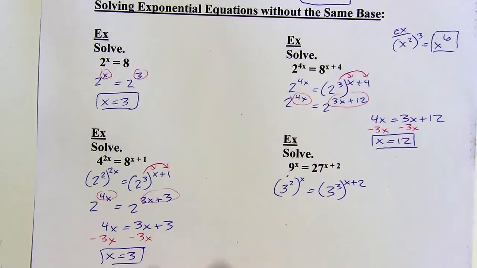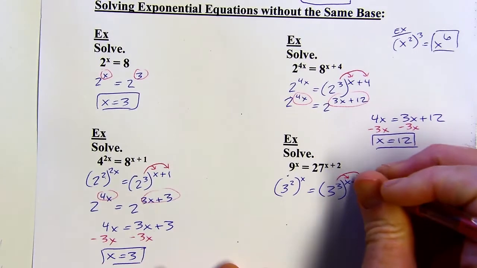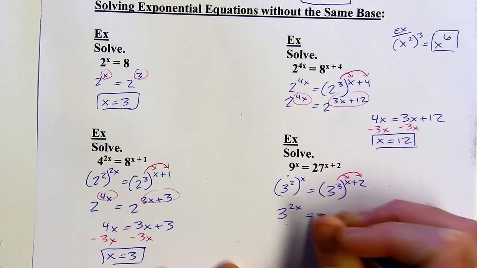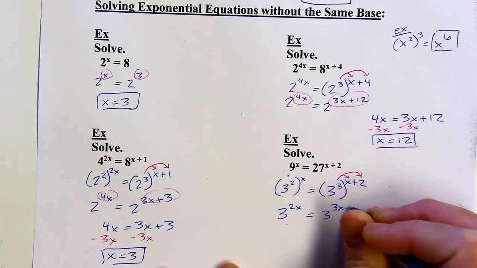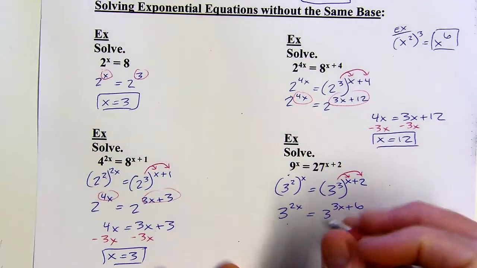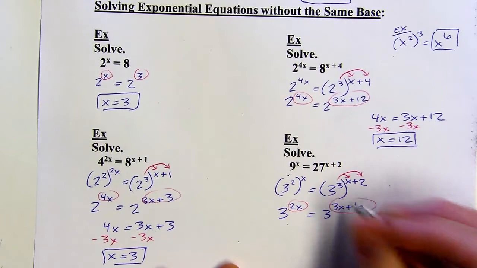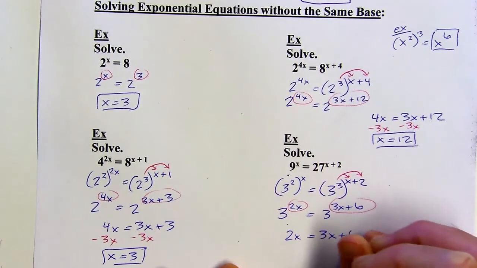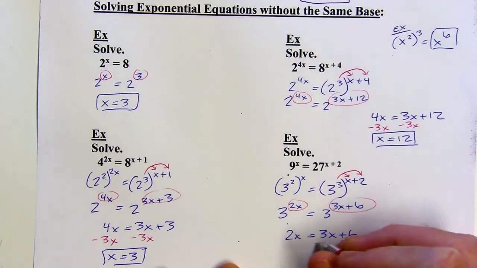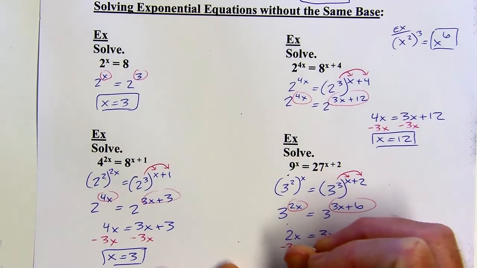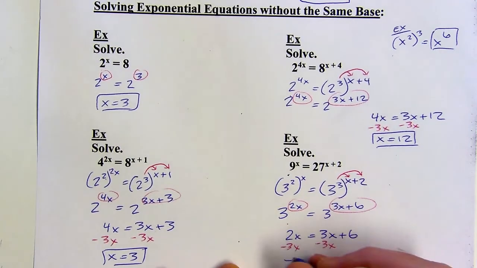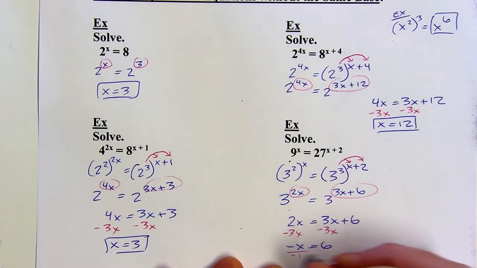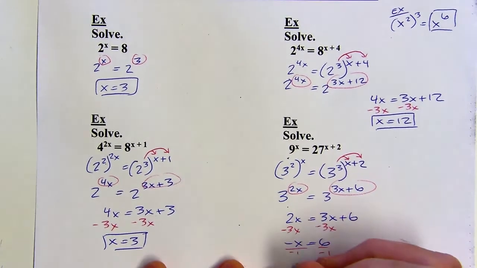Okay, and now I can simplify this, write it without parentheses. This would be 3 to the 2x, and this would be 3 to the 3x plus 6. Don't forget to distribute there. Okay. Now I'll set those exponents equal. Okay, I'm going to combine my like terms. So this is going to give me negative x equals 6. But I want positive x, so I'm going to multiply or divide by negative 1. And then x equals negative 6.